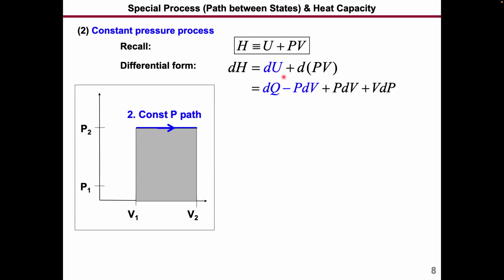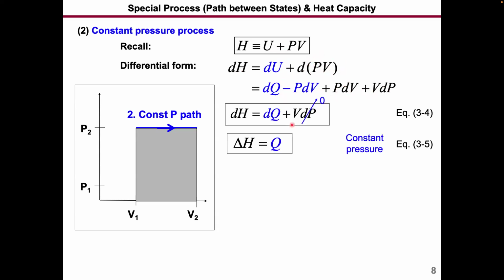And then dU, we already know from the first law, is equal to dq minus PdV, right? And d(PV) is equal to PdV plus VdP, right? This is just expanding this d(PV). If you rearrange, this cancels, so in the end, dH is equal to dq plus VdP. Now, since this is a constant pressure process, dP goes to 0. If dP goes to 0, then dH is just equal to dQ, right? Similar to my previous slide, where dU is equal to dQ. If you take the integral of this equation, then delta H is equal to Q, okay? And again, this only applies when you are talking about a constant pressure process.